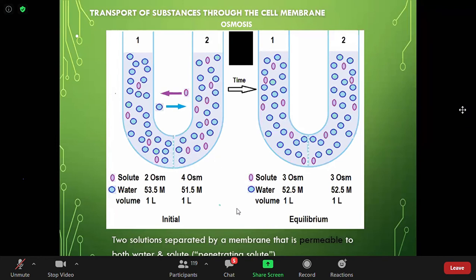So what happens after a while? The solute will become 3 osmoles because it is penetrating. And the water will become 52.5. The volume still will remain 1 liter. So they are already in equilibrium. That is if permeable to both water and solute. So that is penetrating solute.